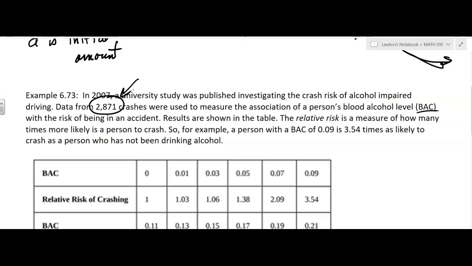Okay, so the results are in the table. Now they didn't give us all 3,000. Some of them were probably repeated, but they just give us the data that we have. I think there are 12 points that they give us. The relative risk is a measure of how many times more likely a person is to crash. So, for example, a person with a BAC of 0.09 is 3.54 times as likely to crash as a person that's not been drinking alcohol. So they're talking about this data point right there.